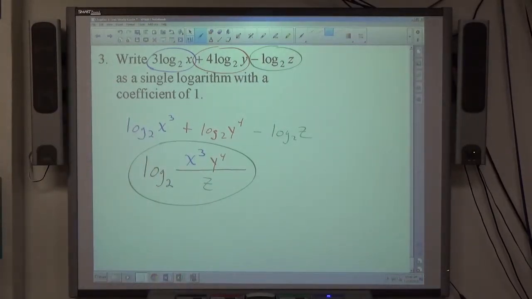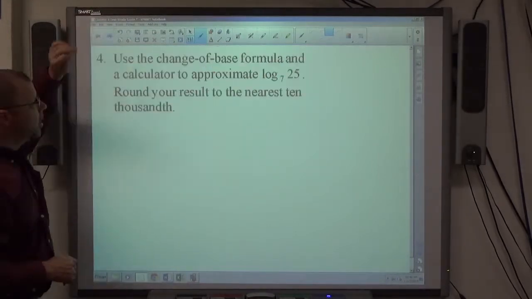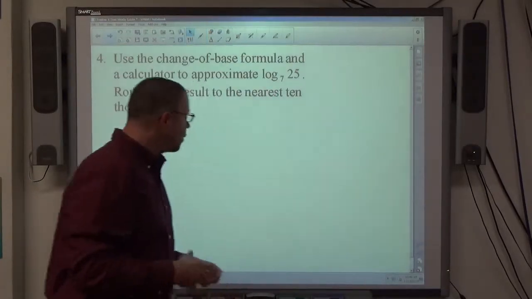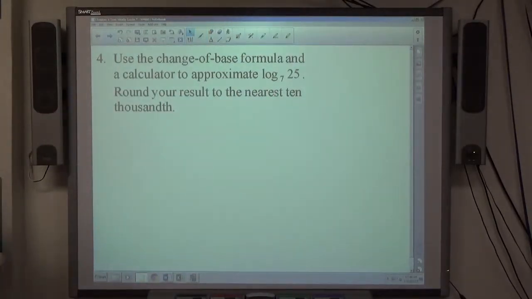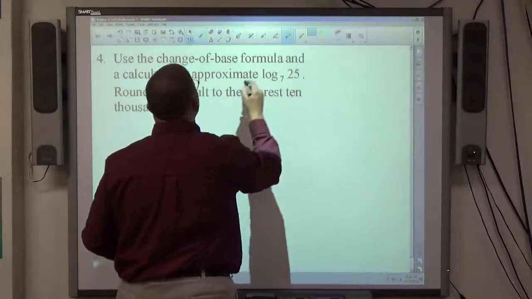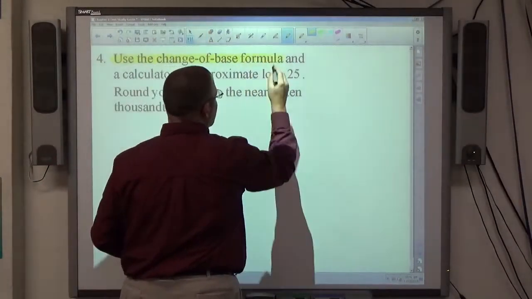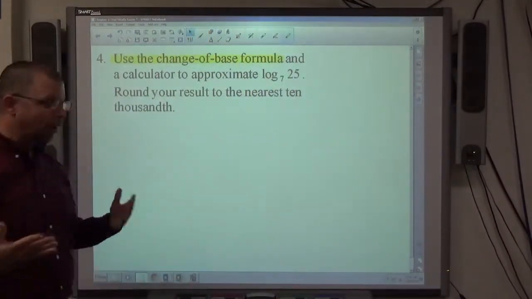Those take a little bit of practice, but they're really not that terribly difficult once you practice the technique. Number 4. This is our first time we're going to use a formula, and it says right here very clearly, use the change of base formula. And on that sheet, there's a formula listed as change of base formula.